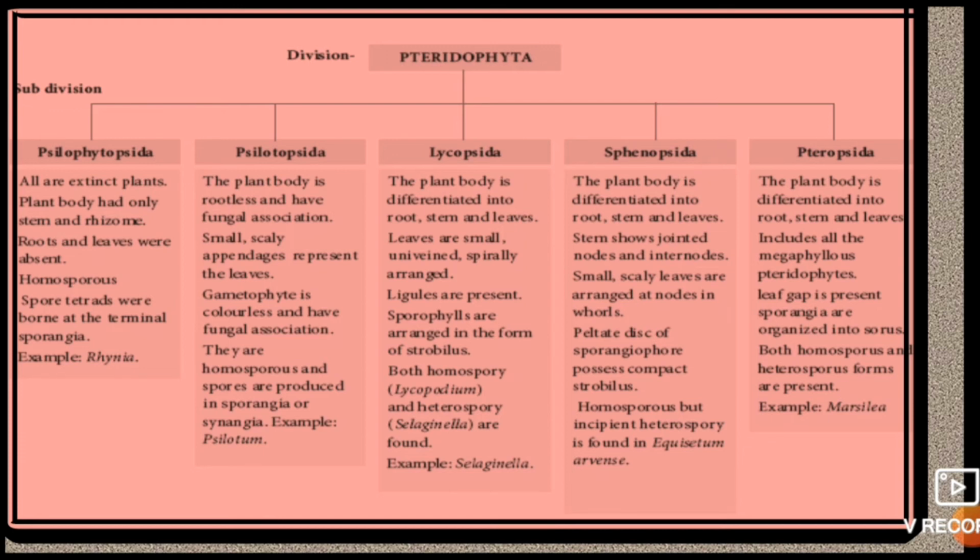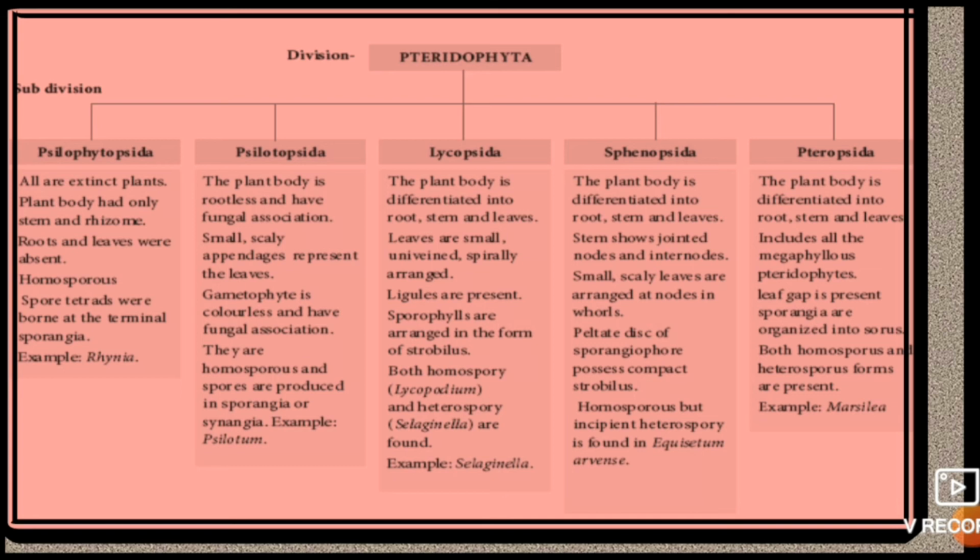Sphenopsida. The plant body is differentiated into root, stem and leaves. Stems show jointed nodes and internodes. Small scaly leaves are arranged at each node. Sporangiophores possess a compact strobilus. Homosporous, with incipient heterospory found in Equisetum arvense.